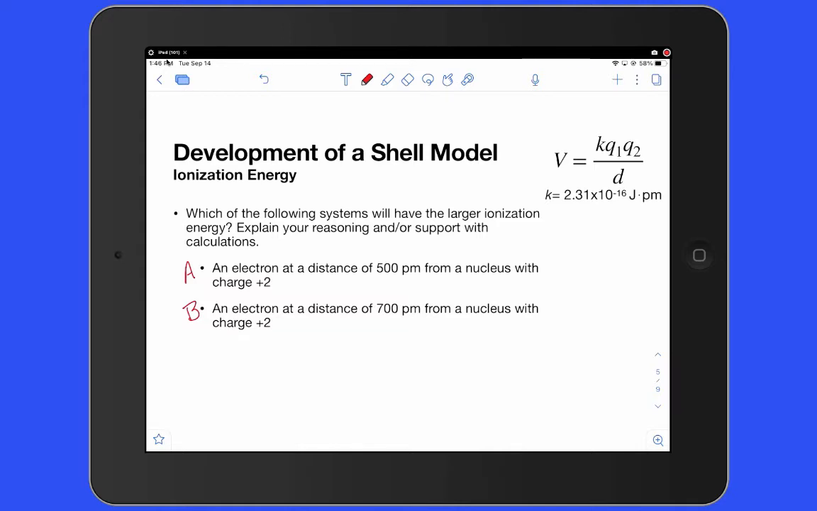Why? Closer to the nucleus. So this is going to be the answer, because if you look at the map, what happens to the V, the value for magnitude of V, if D increases? Say again? It decreases. So if you increase the distance, you're going to decrease the attraction.